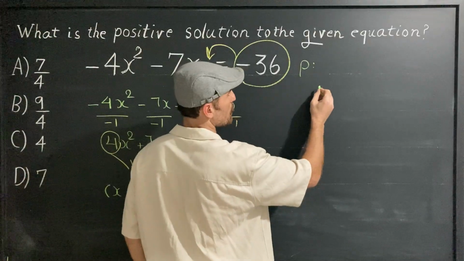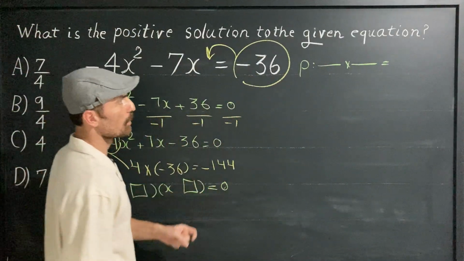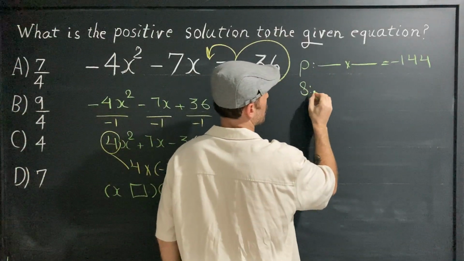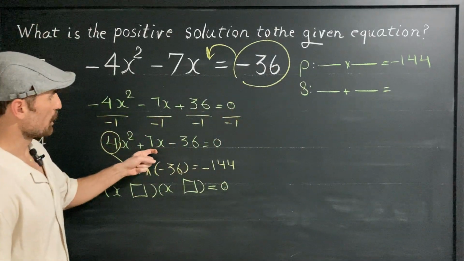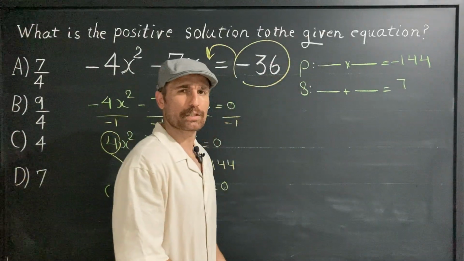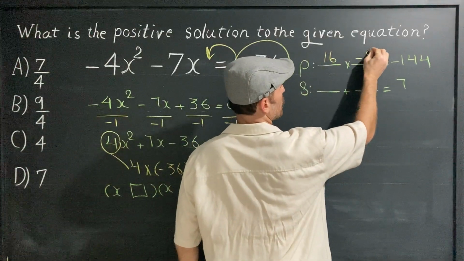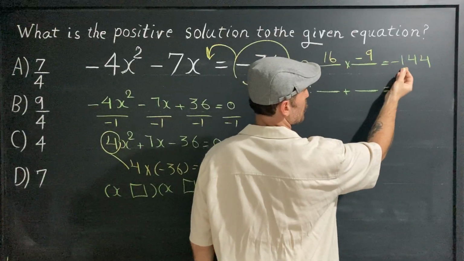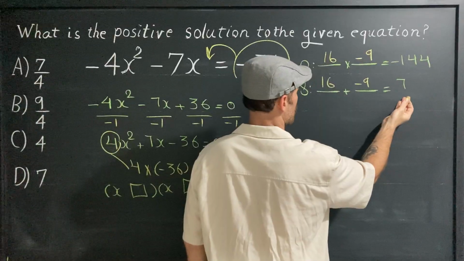So let's write it. The product of these two numbers is going to be this number. The sum of these two numbers is going to be the coefficient of x, or 7. So what are these two numbers? Right, 16 and negative 9. 16 times negative 9 is negative 144. 16 plus negative 9 is positive 7.